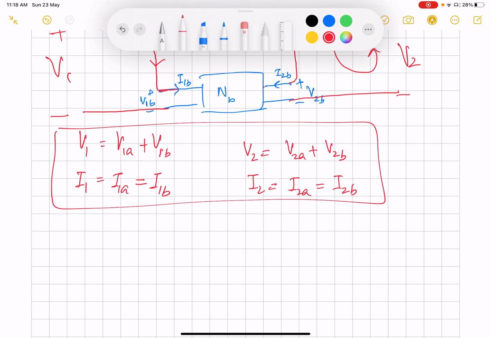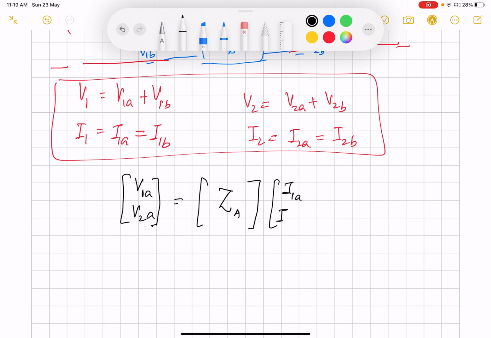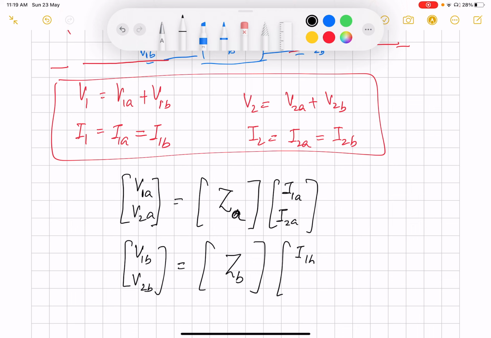And if you look at the governing equations in terms of the Z parameters, you'll get something like this: V1, V2 for network A in terms of Z parameters, I'll just write capital Z A, times I1A, I2A, and for the other network, we can write V1B, V2B equal to Z B times I1B, I2B, where this ZA is actually the matrix Z11A, Z12A, Z21A, Z22A.